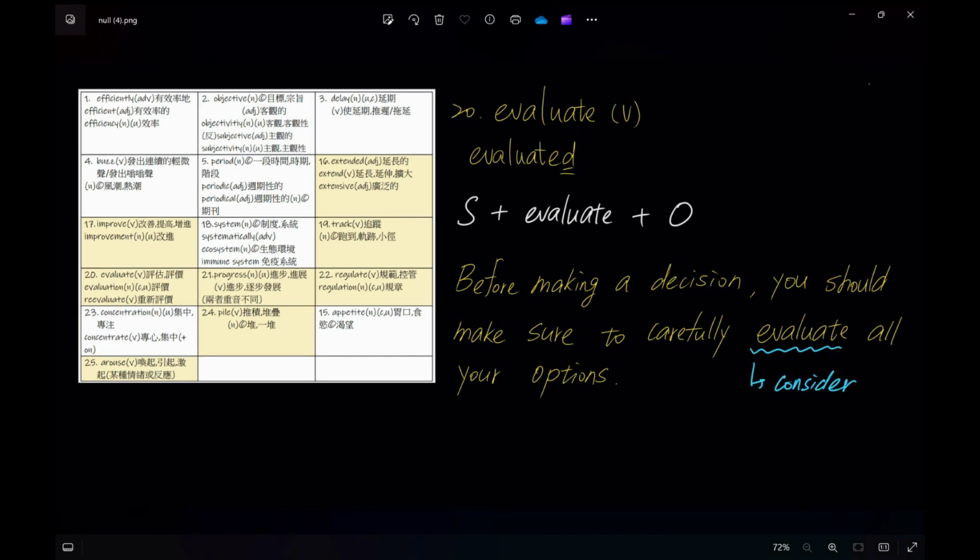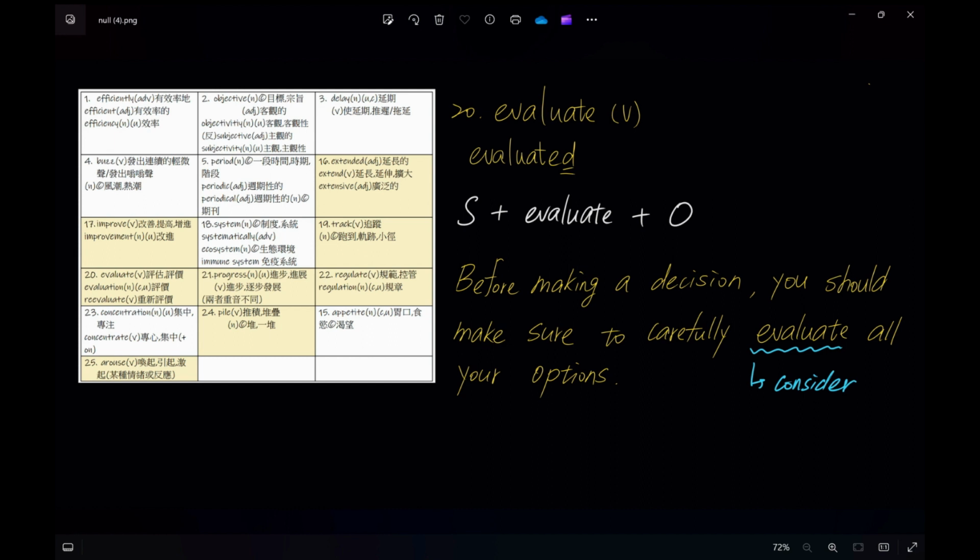Now let's talk about 20. 20 is evaluate. Again, evaluate. This is a verb. The past tense is evaluated. What is evaluate? To see if something is valid, to see if something is good enough. That's what evaluate is. So somebody can evaluate something else. Okay? For example, before making a decision, you should make sure to carefully evaluate all your options. Over here, evaluate is very close to consider. You have to consider all your options. You have to know what options you have and make a careful decision.